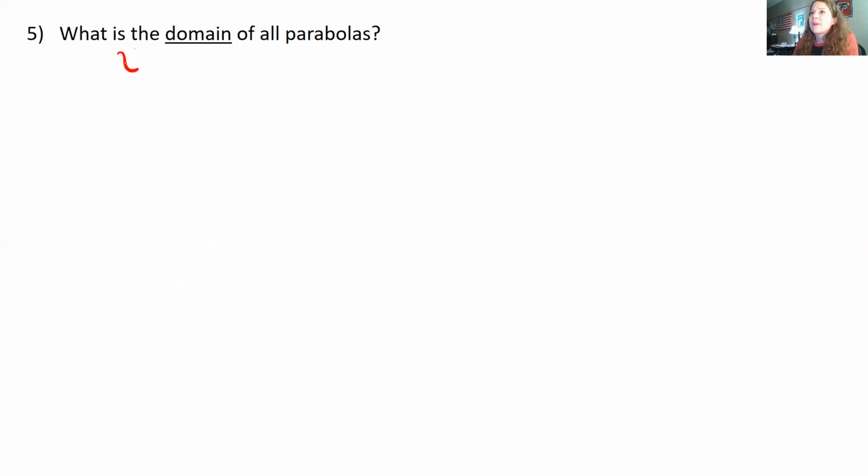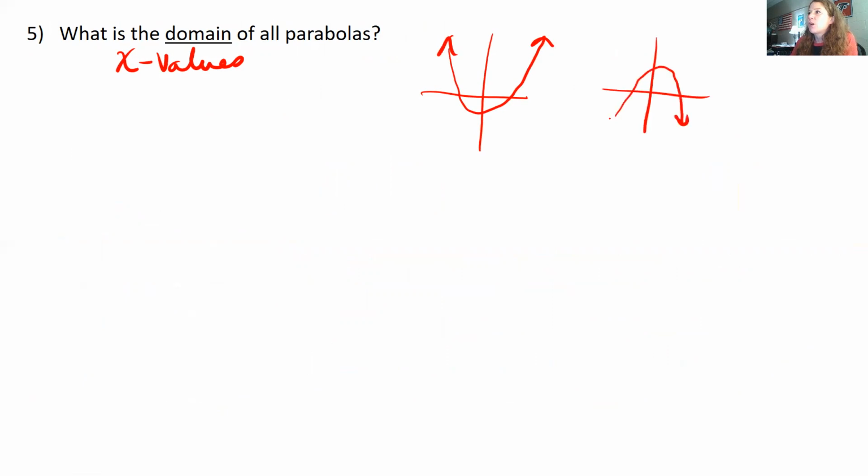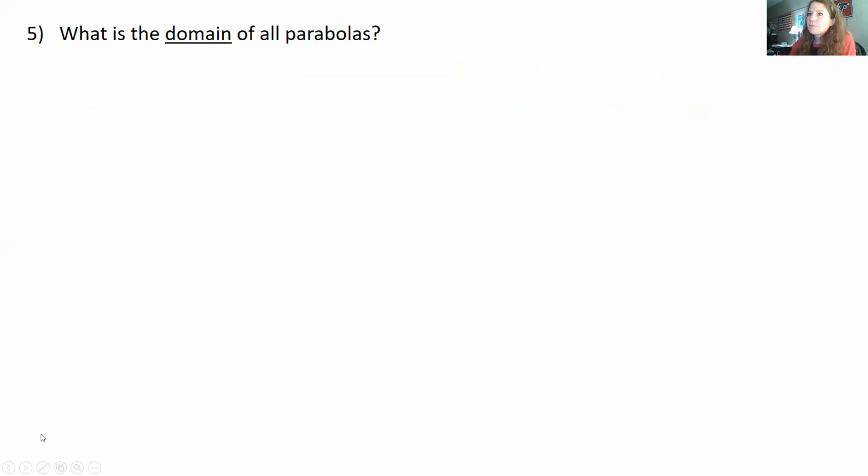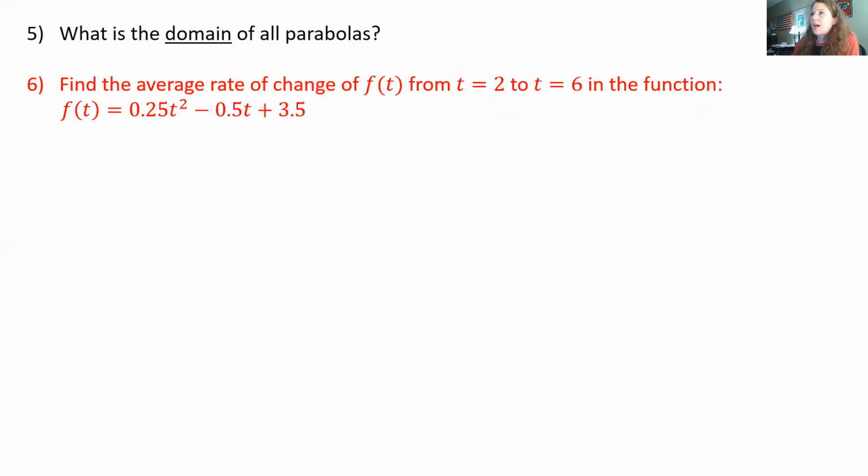All right, number 5, what is the domain of all parabolas? Well, the domain are the x values, right? If you have a parabola that opens up or opens down, those arrows will go out left and right forever. Whether it goes up or down, it doesn't matter. So the domain of all parabolas is all real numbers. Okay, if you can remember that, I think you'll probably get at least 2 questions on the test correct. The domain of all parabolas is all real numbers. That's always true.